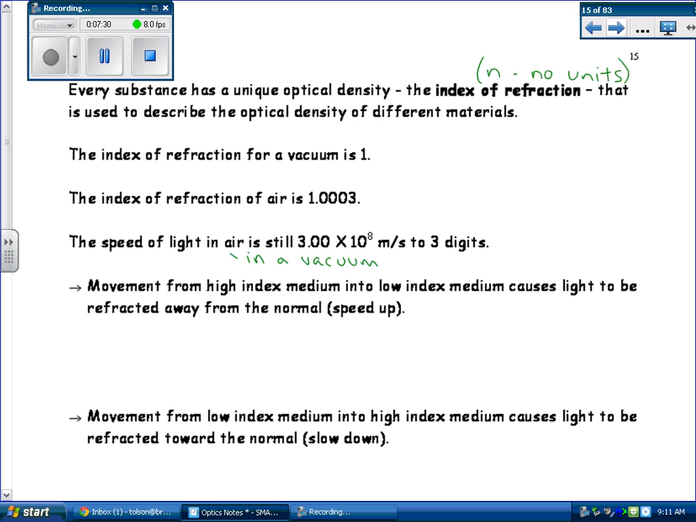So the index of refraction of air is 1.0003, but we say n air equals 1.00. And that is on your formula sheet. That's the only one on there. You don't have to memorize indices of refraction. You're either solving for them or you will get them in a question.